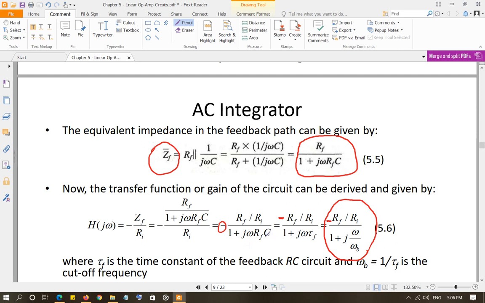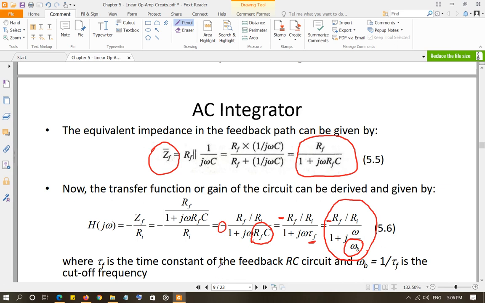We take RF C as the time constant of the feedback circuit, tau F. And then we take 1 over tau F as omega B, which is the break frequency, cutoff frequency, 3 decibel frequency, whatever you want to call it.